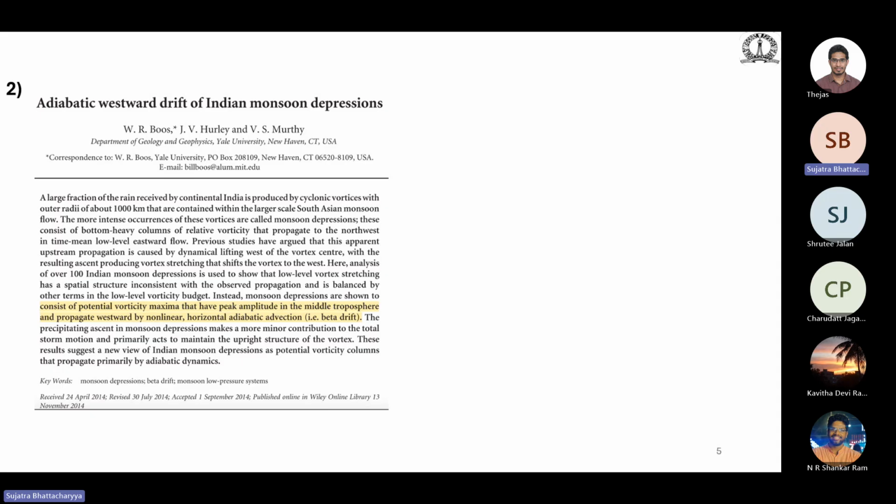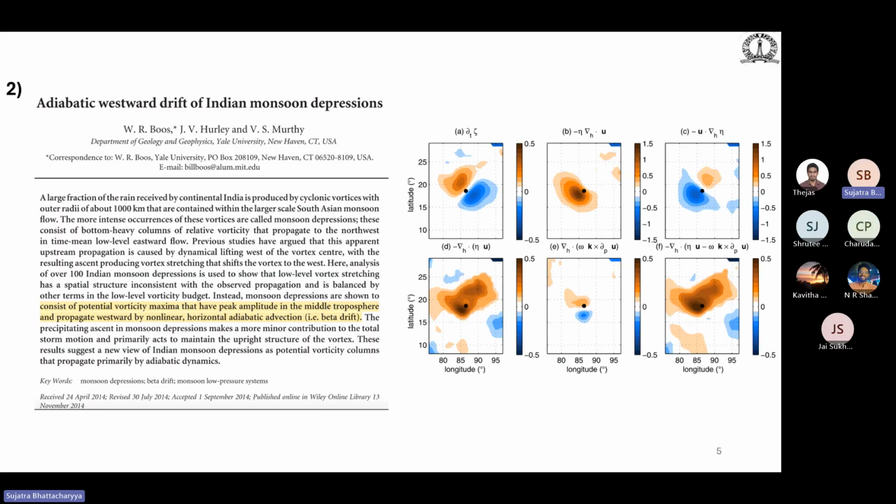beta drift. Now, the beta drift is a popular theory in the context of tropical cyclones. I will not go into the details about beta drift, but it's basically the interaction between the planetary vorticity and the vorticity of the synoptic system itself. For this, they initially tried to disprove the earlier theories of depression movement, and they plotted the lower-level vorticity equation, the different terms of the vorticity equation.